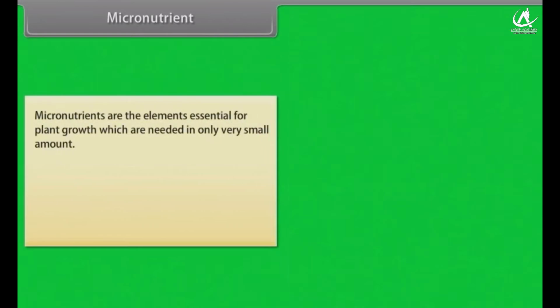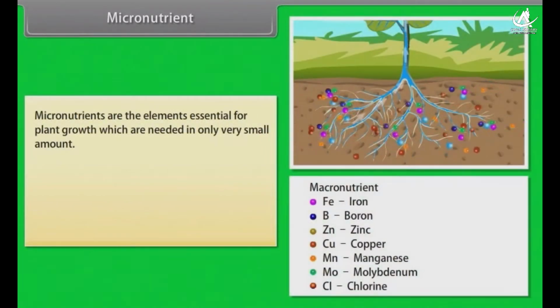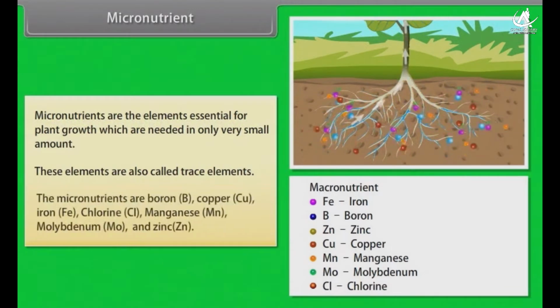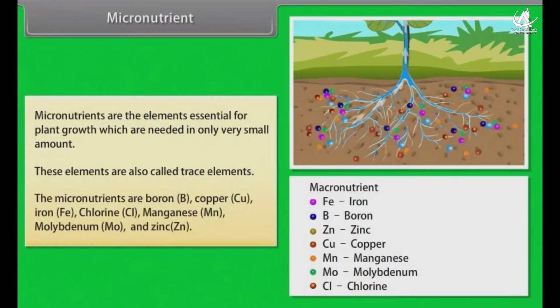Micronutrients. Micronutrients are the elements essential for plant growth, which are needed in only very small amounts. These elements are also called trace elements. The micronutrients are boron, copper, iron, chlorine, manganese, molybdenum, and zinc.